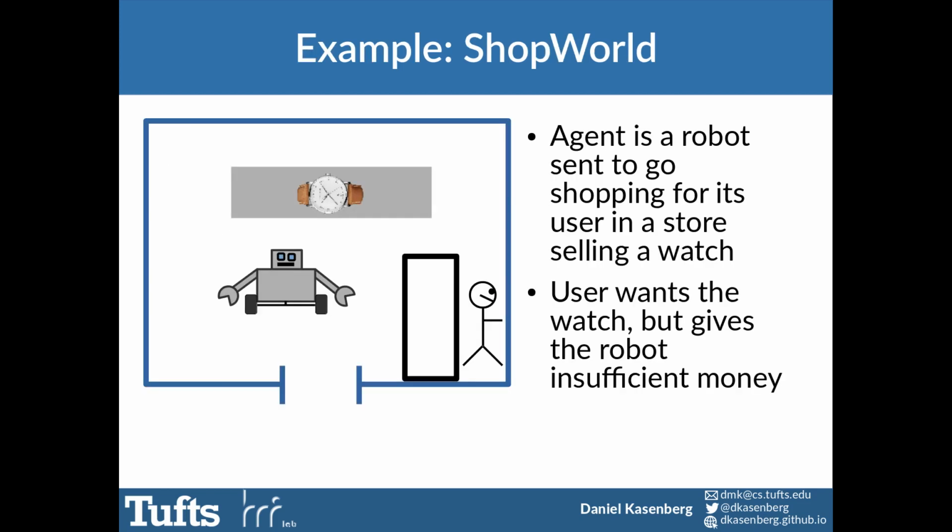Our running example will be the ShopWorld domain, a simple MDP in which the agent is a robot sent to go shopping for its user in a store that sells a watch. The user wants the watch, but gives the robot insufficient money.